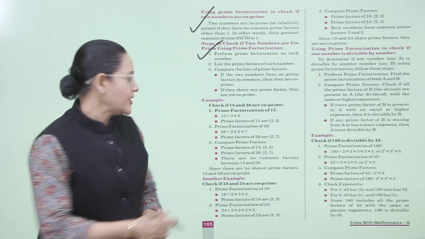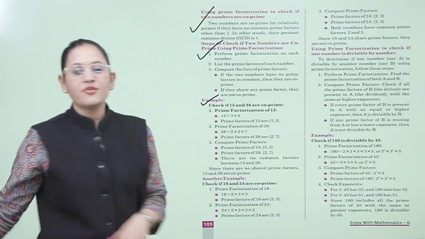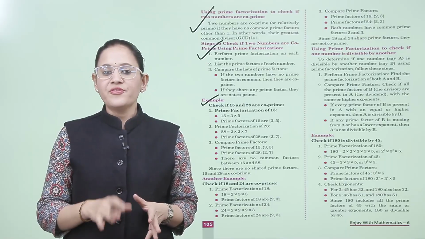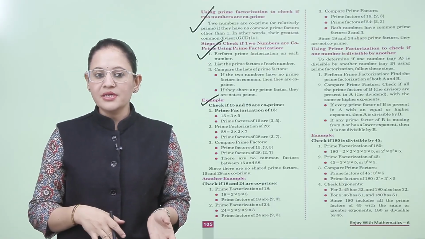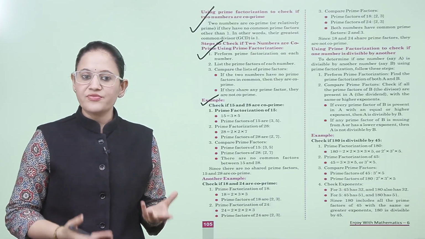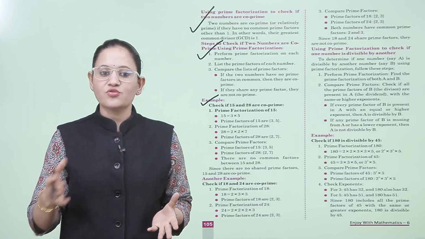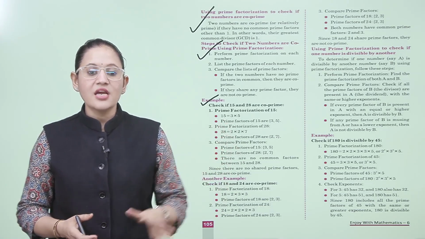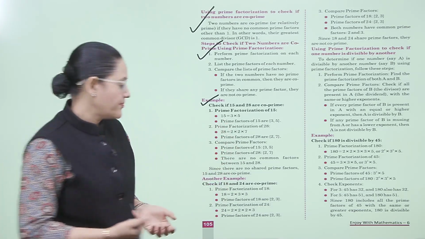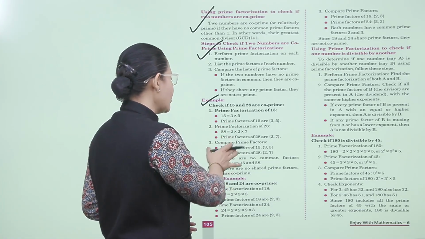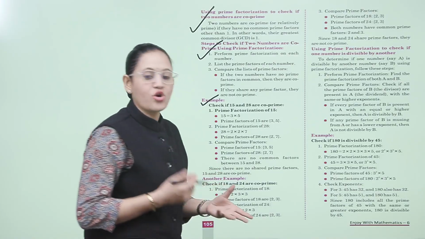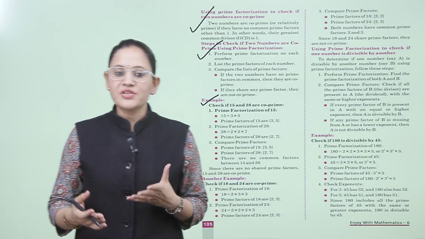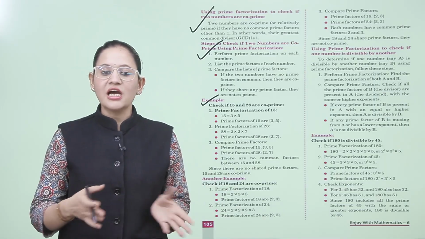Now we'll take an example here. We have to check whether 15 and 28 are co-prime numbers. So first we'll do the prime factorization of 15. The prime factorization of 15 is 3 into 5, and the prime factorization of 28 is 2 into 2 into 7. Now we'll compare the prime factors. Is there any common factor? No, there is no common factor between 15 and 28, so they are co-prime numbers.